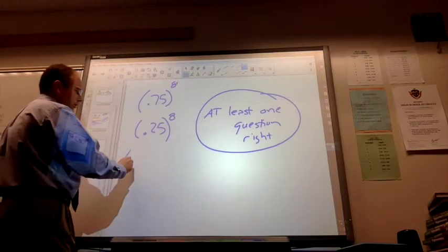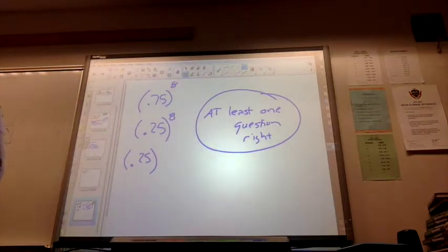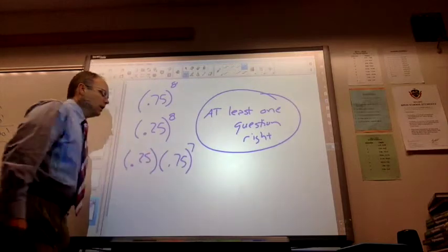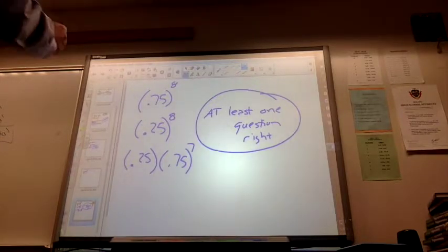I think it's going to be 0.25. There's your right guess. You still with me? How many wrong guesses are we going to follow it by? 7. So at least one right. It doesn't matter if you get the first one right or the last one right or any of them in between, but at least one right. That's too small a number. Hang on, let's build on this.